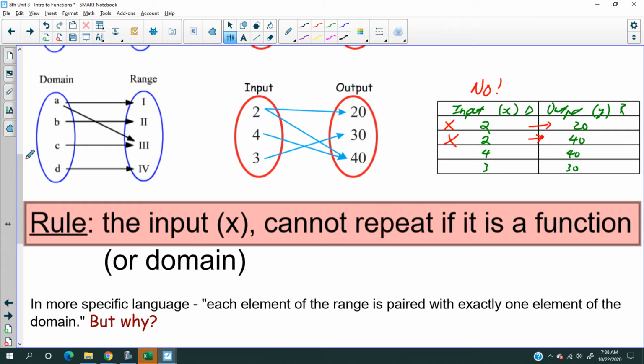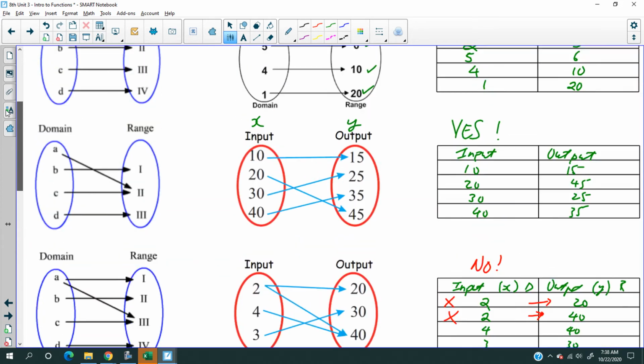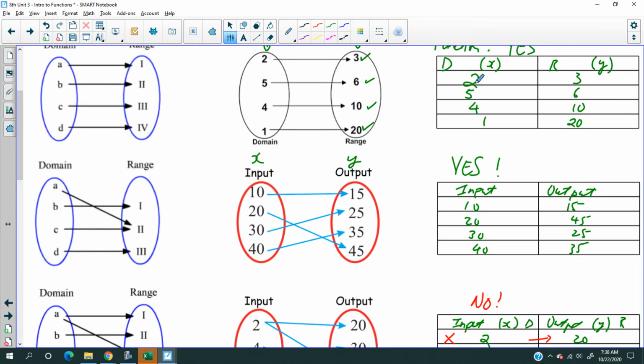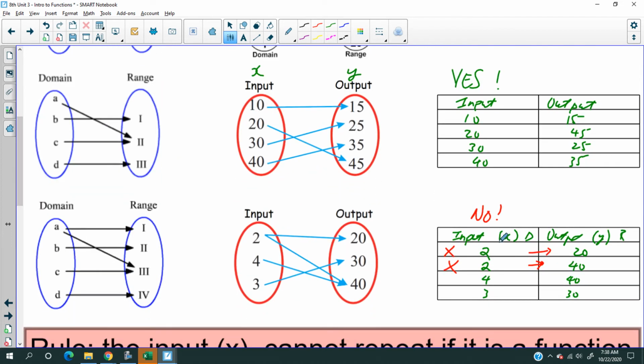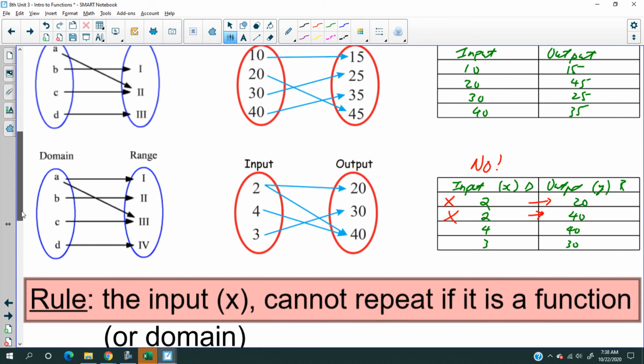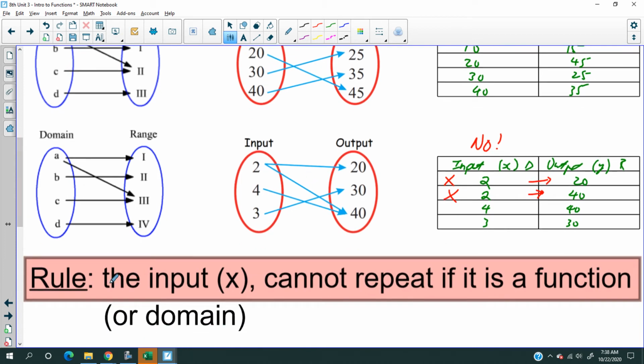So notice how this didn't repeat. It was unique. 2, 5, 4, 1, 10, 20, 30, 40. And they all had unique outputs also. Whereas this one, look, I had to write 2 twice. I had to write 2, 20, and then 2, 40. That's not a function. So that's a very quick and dirty way of knowing what's a function and what's not, okay? So write this down.